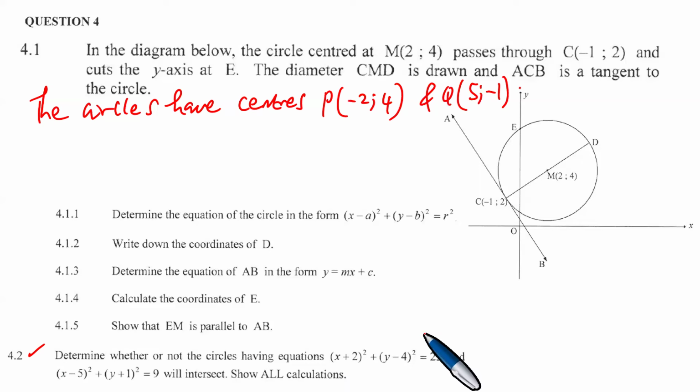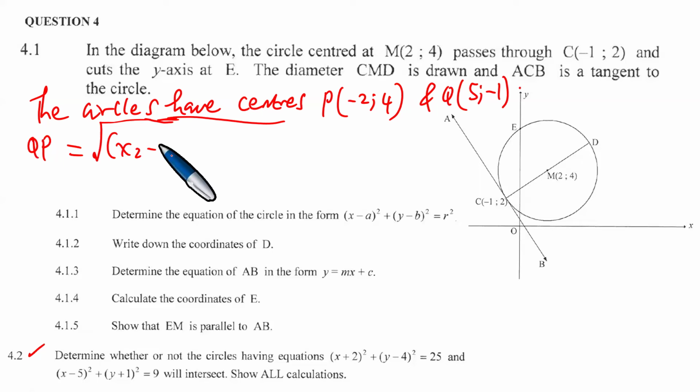Now, what then do we do with this? We're going to find the length QP. If you find the length QP, or QP squared, the distance between the two centers, we're going to proceed to use the distance formula.